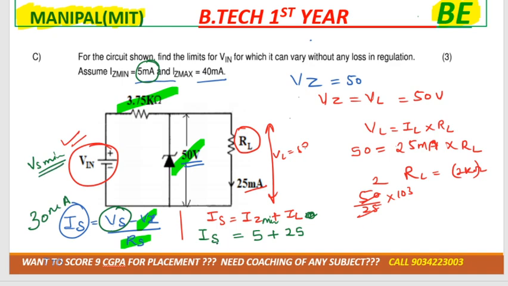Then again in the next case, now we'll substitute IZ maximum, that is 40. So 40 plus 25, that would be 65. So again we need to substitute the value of 65 milliampere over here. Then we'll get VS maximum, right?